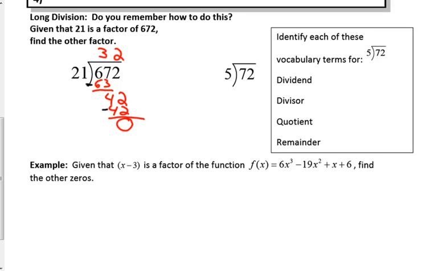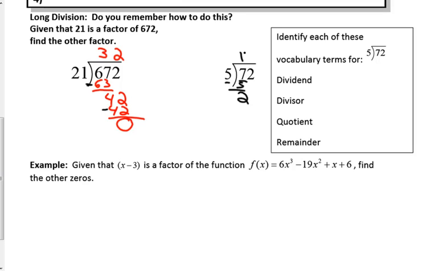All right, let's do another one together, actually. Okay, so I'm going to look here at the smallest possible one. How many times does 5 go into 7? 1 time. 1 times 5 is 5. Then you subtract. 7 minus 5 is 2.